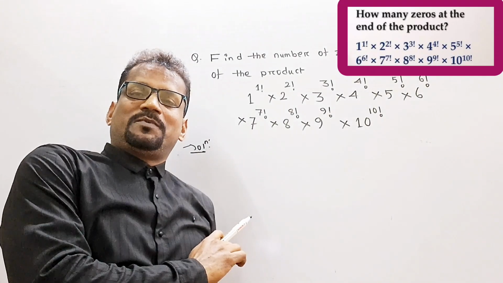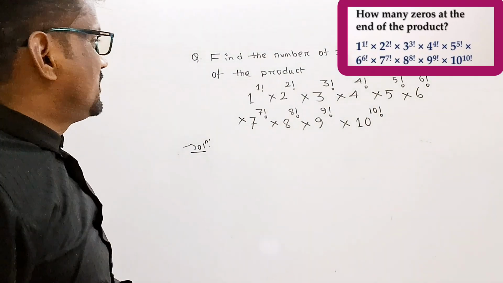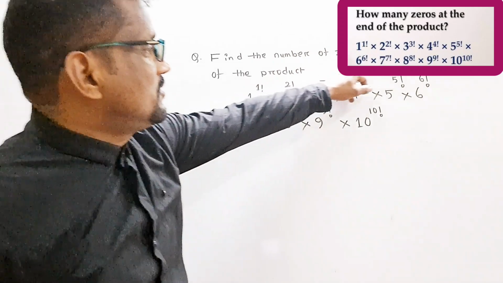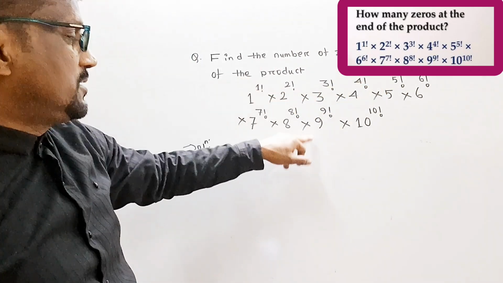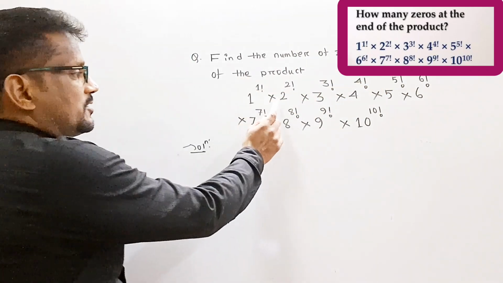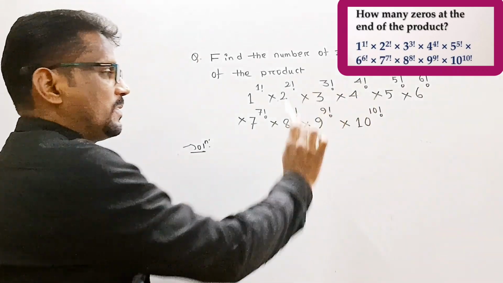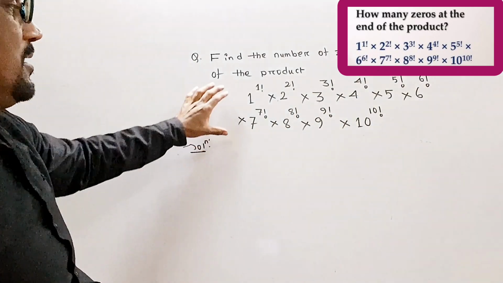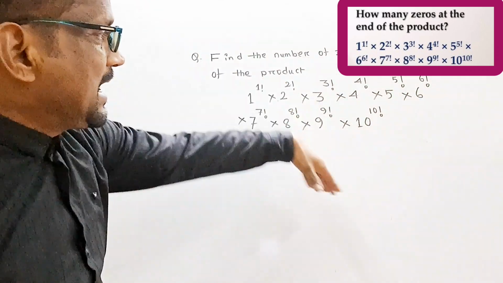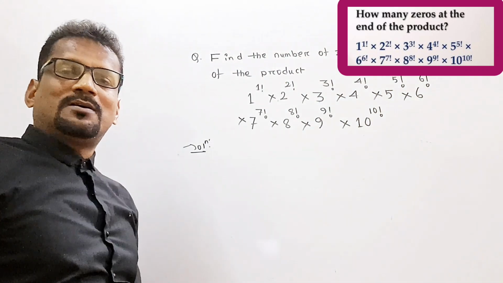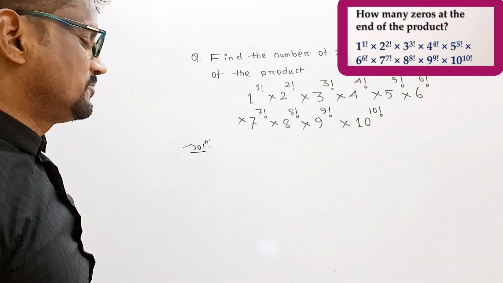Here is a question of UPSC. In this question, it is asked, find the number of zeros at the end of the product 1 to the power 1 factorial, 2 to the power 2 factorial, 3 to the power 3 factorial, and so on up to 10 to the power 10 factorial. In this product, at the end, how many zeros are there, we have to find out.